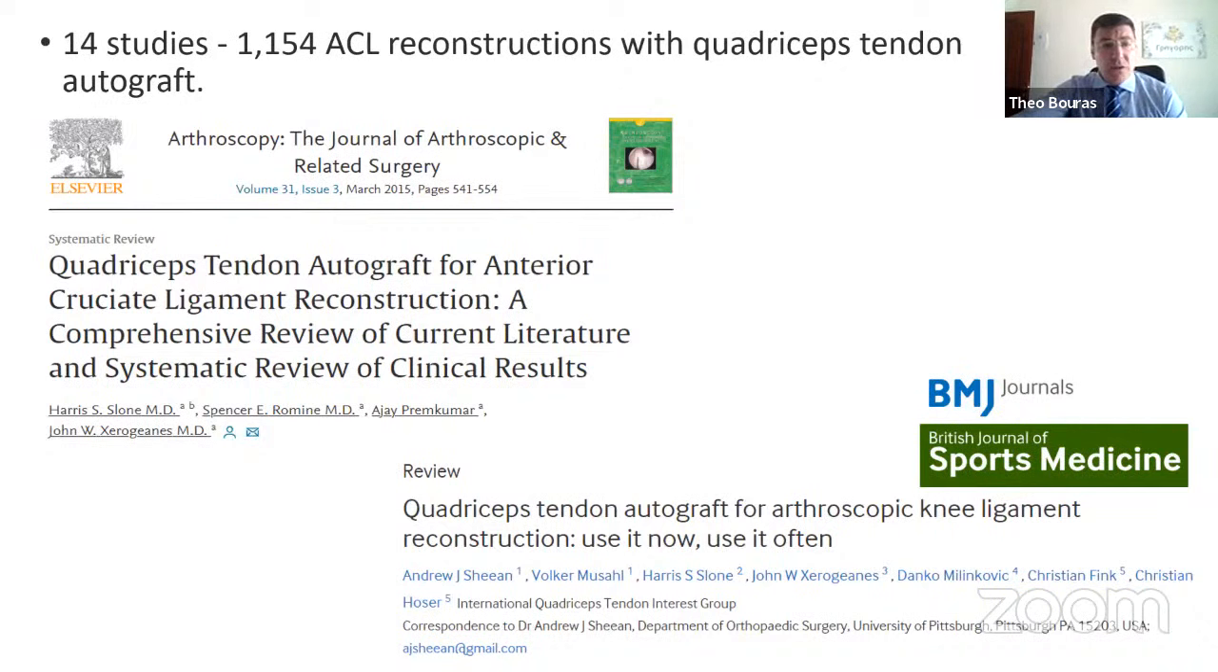A big systematic review with 14 studies, 1,154 ACL reconstructions, excellent results, and the International Quadriceps Tendon Interest Group, including in the authorship Christian Fink, who is one of the pioneers of quads tendon. He has patented one of his own harvesting tools. And they both refer to quads tendon: use it now, use it often.